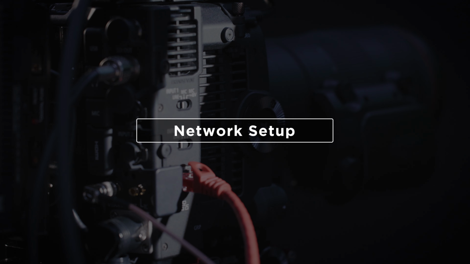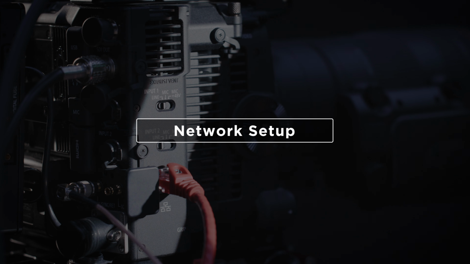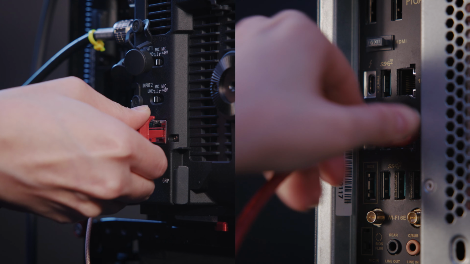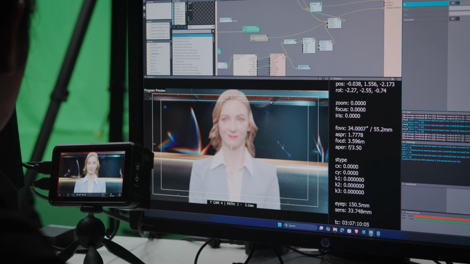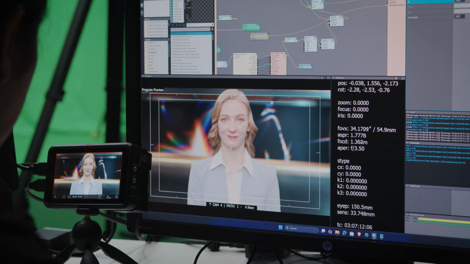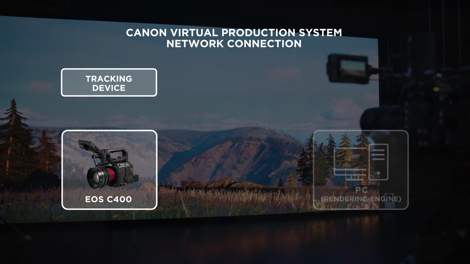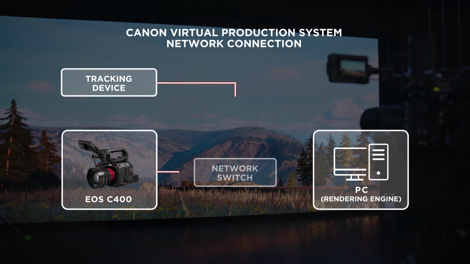Next, let's look at the network setup. Building the network between the camera and PC is one of the most critical steps to getting CVPS up and running. Connect the EOS C400 and the PC via Ethernet and place them on the same network segment. This allows the PC to receive the CV metadata, including camera and lens information, that is output by the EOS C400.